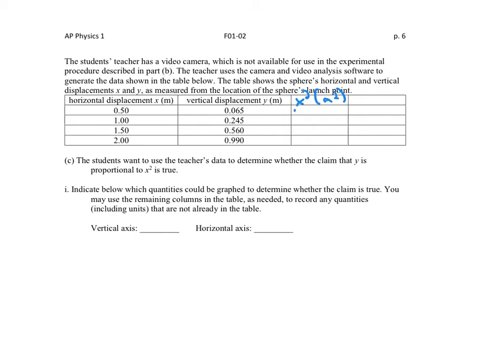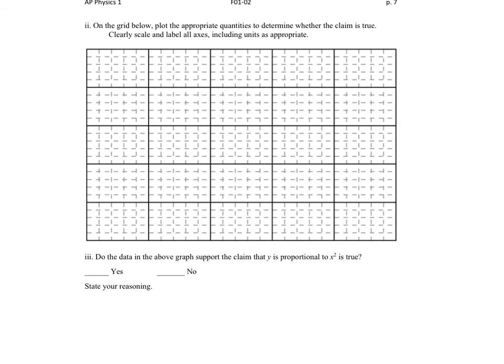We get 0.25, 1, 2.25, and 4. I guess these should be 2 digits as well. All right, and then if we were to plot X squared on the vertical and Y on the horizontal, we should get what we want. So we're going to plot Y, which is measured in meters, on this axis, and we're going to plot X squared, measured in meters squared, on that axis. And we're going to use the following values.